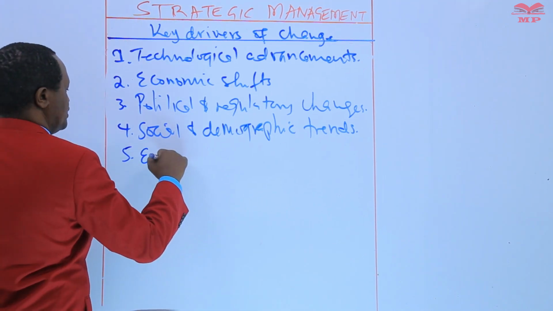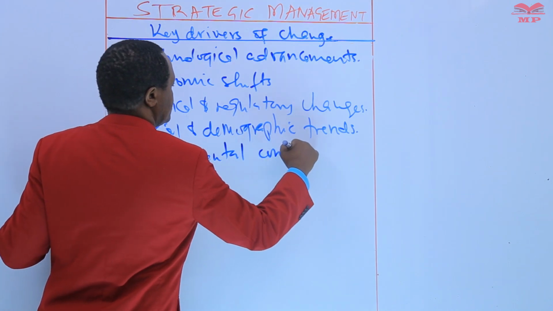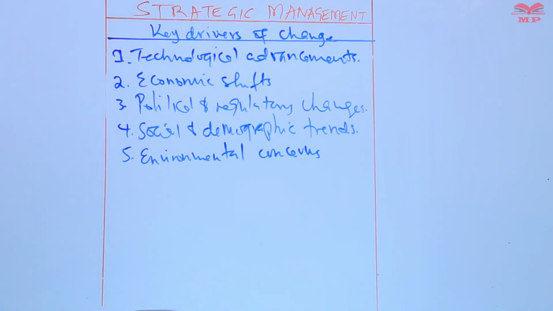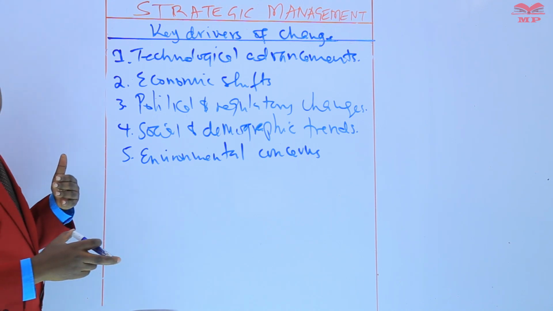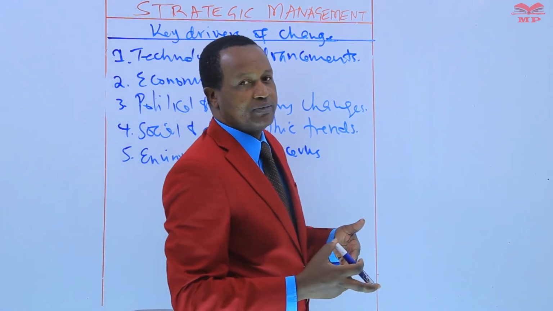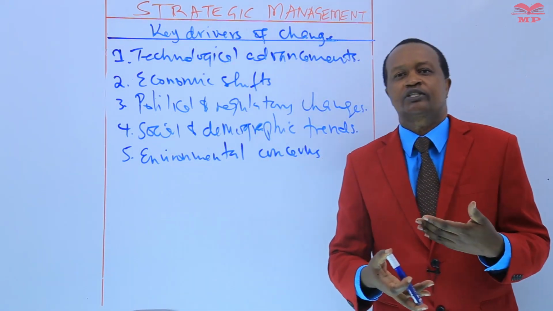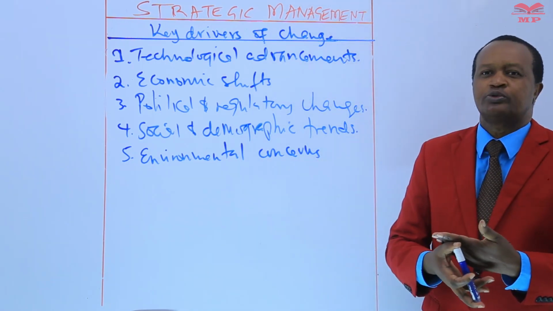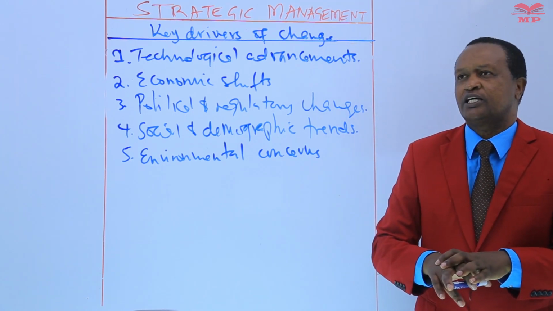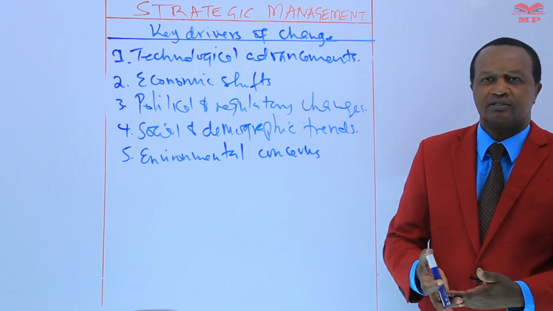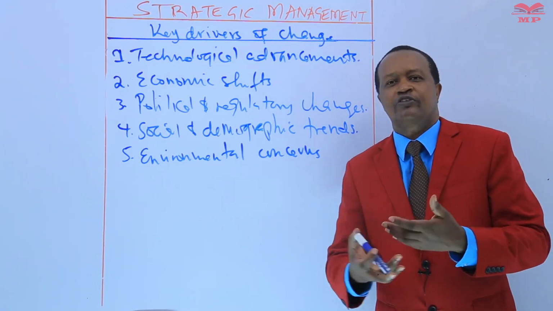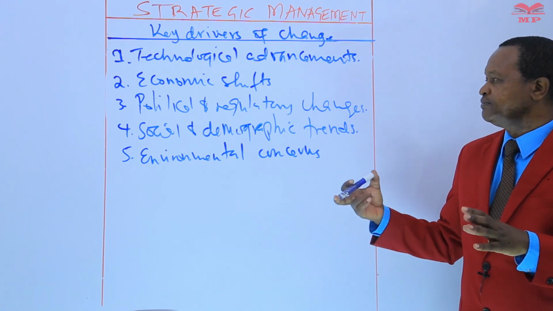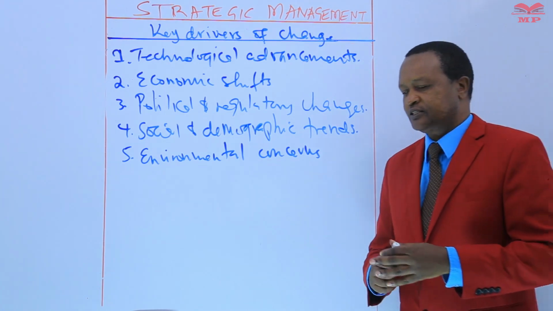Five, environmental concerns. There are growing concerns about climate change, resource depletion, pollution, and biodiversity loss, which are driving businesses to adopt more sustainable practices. And currently, we have environmental regulations that are becoming stricter, and consumers are increasingly demanding eco-friendly products and services. So when developing strategy, it's important to consider these environmental concerns.